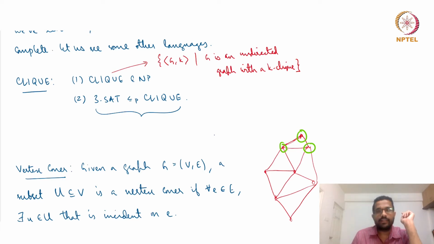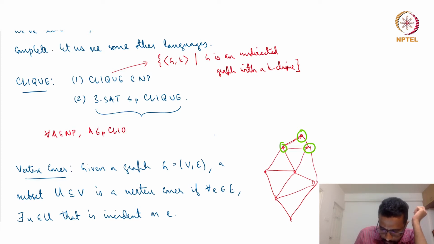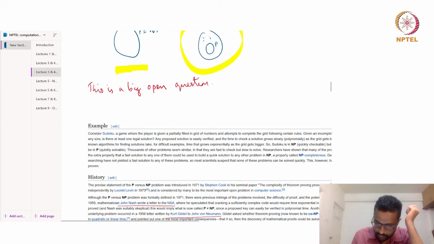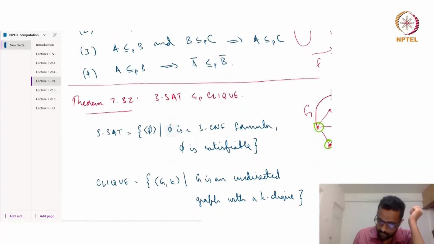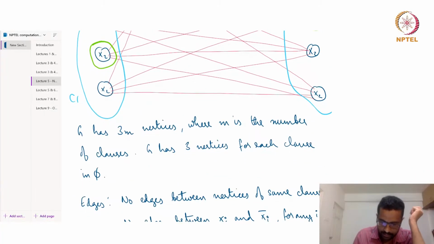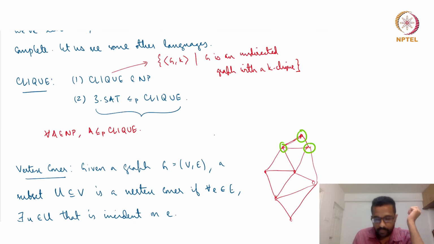The next is NP-hardness, that is, all the languages in NP are reducible to CLIQUE. So we need to show that for all A in NP, A reduces to CLIQUE. However, in an earlier lecture, lecture 5, I think, we saw that 3-SAT reduces to CLIQUE. We saw the polynomial time reduction from 3-SAT to CLIQUE. So we will use that to show this.